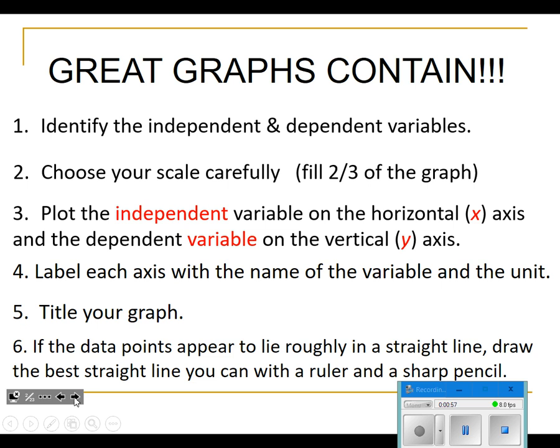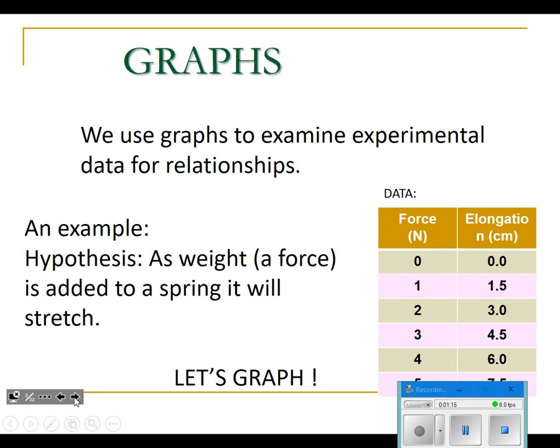You need to make sure that you label each axis with not only the name but also the unit. You need to title your graph. And then if the data points appear to be in a line, you should draw that best fit line with a ruler and a sharp pencil. So we use graphs to examine experimental data, okay?